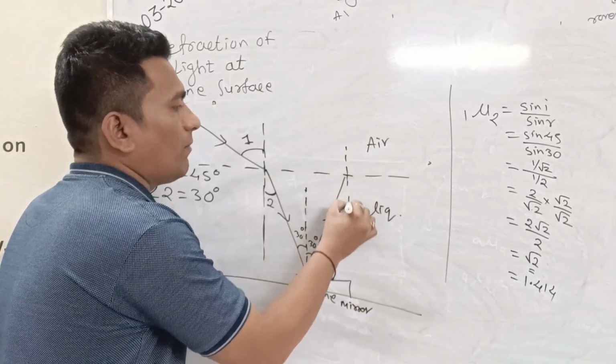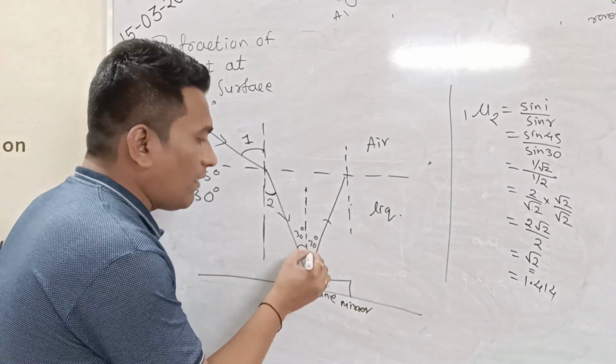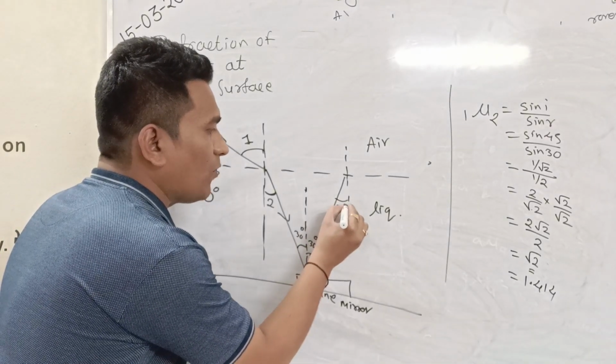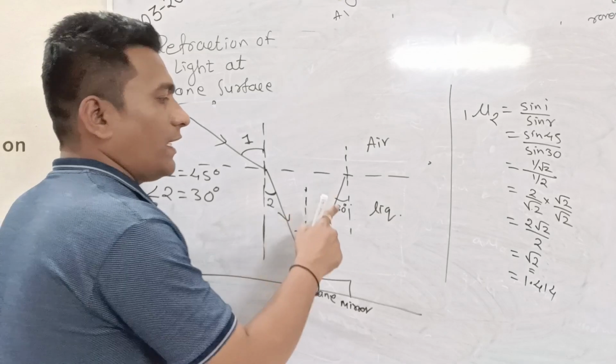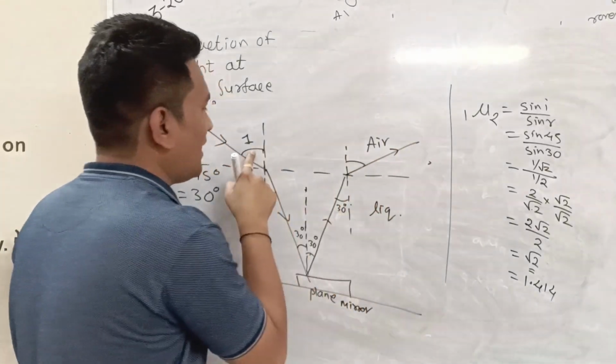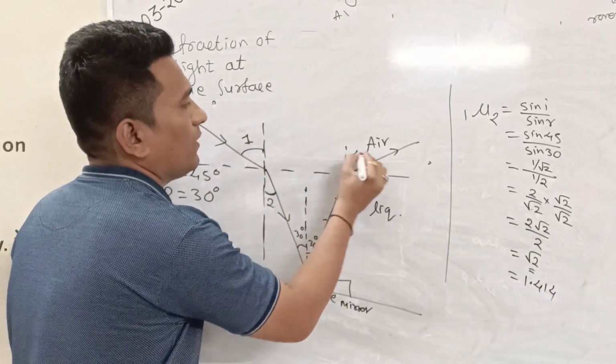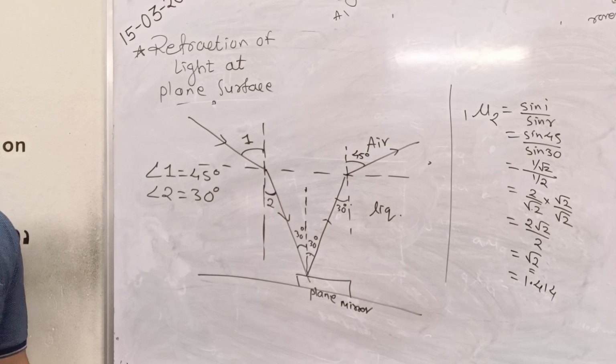Now if I draw the normal line over here, again this normal and this normal are parallel. So this angle and this angle will again be the same, 30 degrees. So if this is 30 degrees, what should this be? If 30 degrees is here, then this is 45, so write 45 here too. That's it. Now the ray diagram is complete.